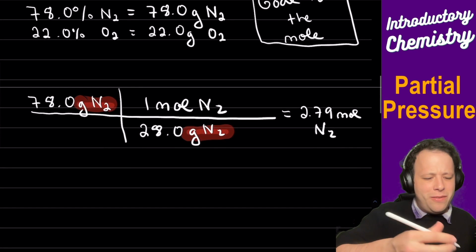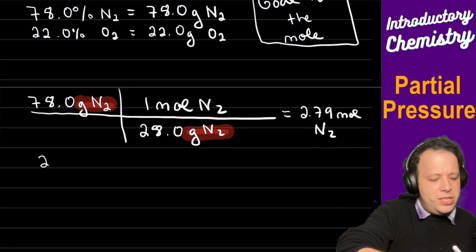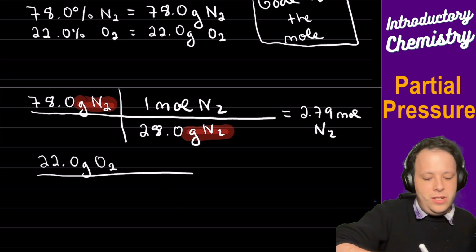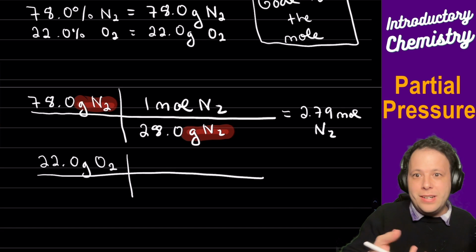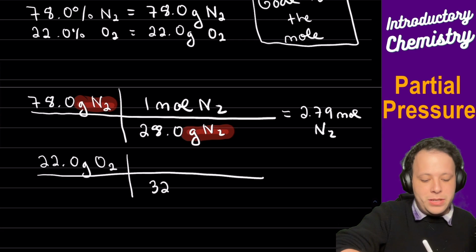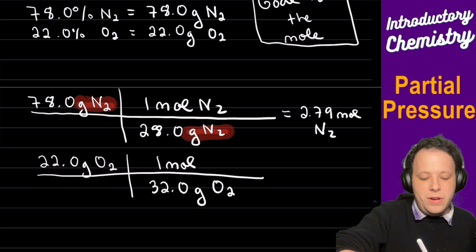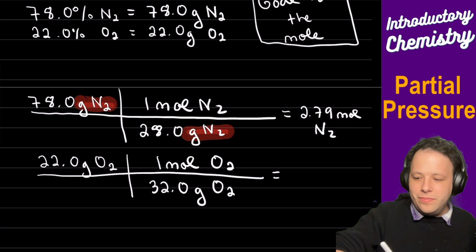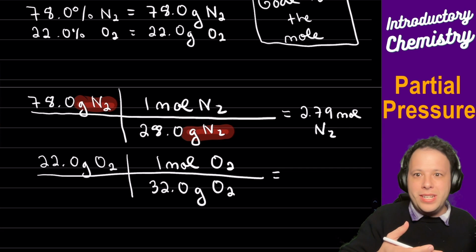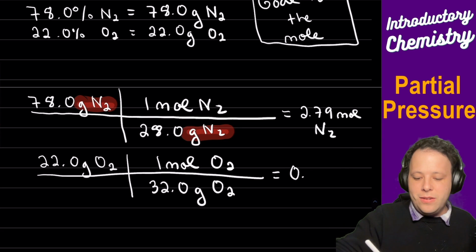Now let's do the same thing for oxygen. For oxygen, I also have 22.0 grams of oxygen. We'll set up a table for ourselves. When we add up 2 oxygen atoms, that's a total of 32 grams from our periodic table for every 1 mole of O2. I'll do the same math: 22 divided by 32, and what we are going to get is 0.688 moles of O2.